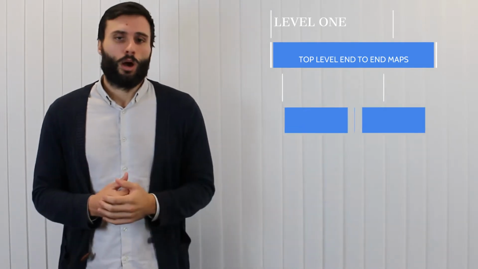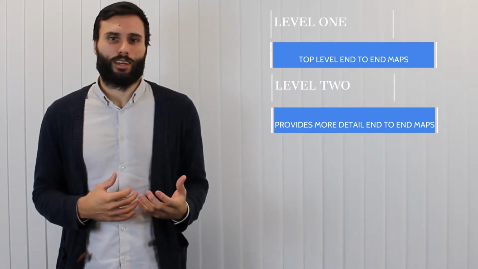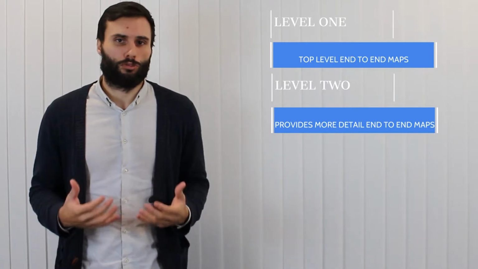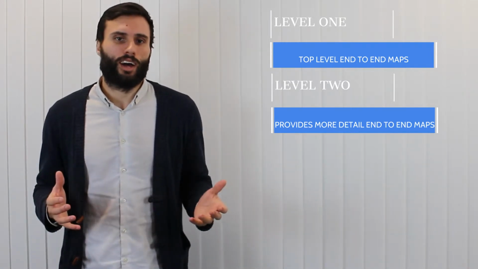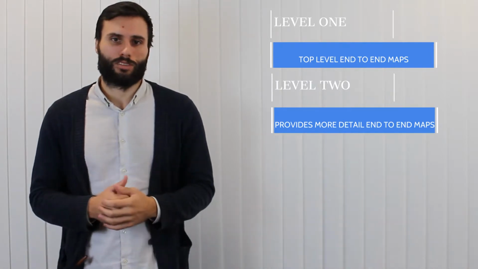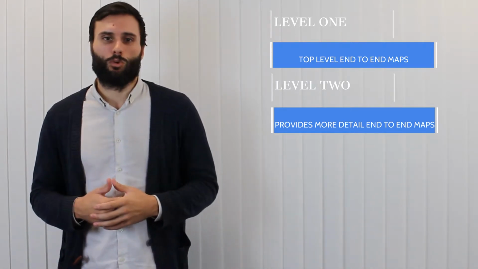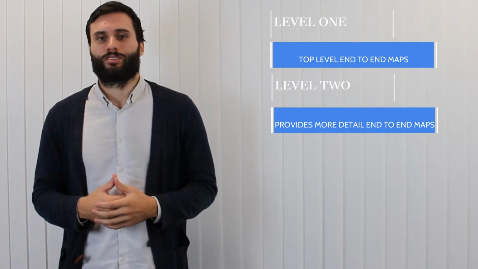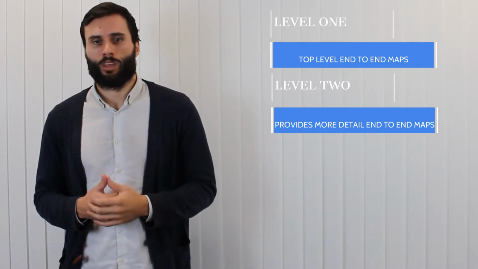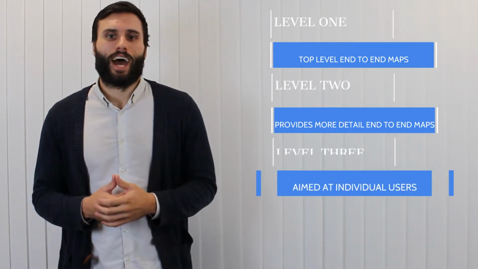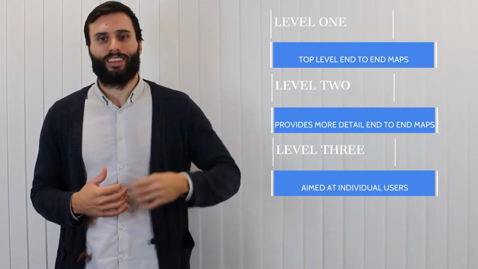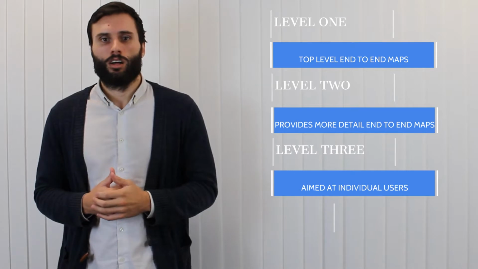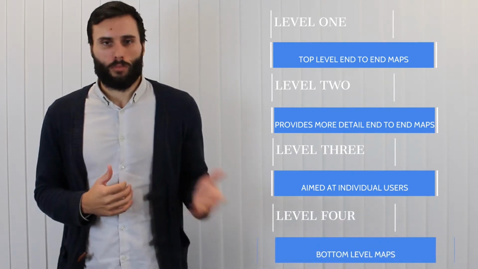Level 2 provides more detail than the end-to-end maps and covers a horizontal flow through an organization. The complexity level can be high, as they will involve multiple departments and handovers, possibly with iterations, branches, and multiple outputs. Level 3. These tend to be aimed at individual users and have a lower degree of complexity than the level above. Level 4. Bottom level maps.